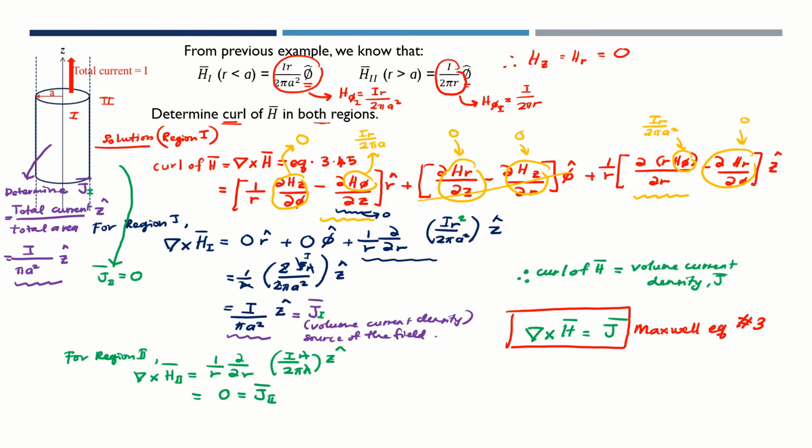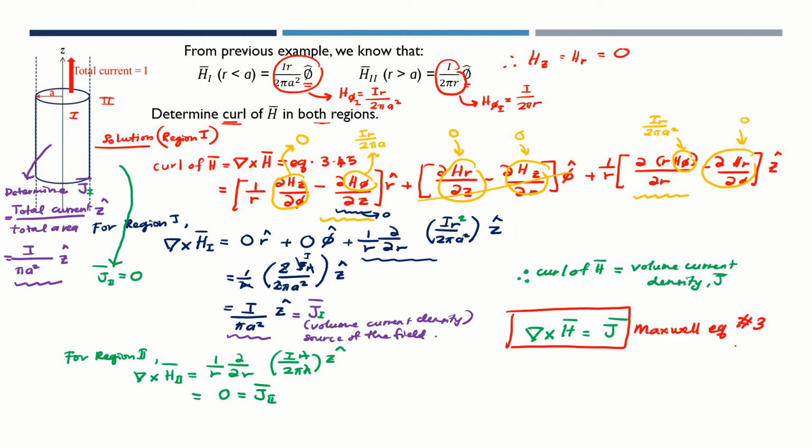We have discussed Maxwell equation number 1. We have also discussed Maxwell equation number 2, and now I introduce to you Maxwell equation number 3, where curl of H is always equal to the source of the field, which for a magnetostatic field is the volume current density.